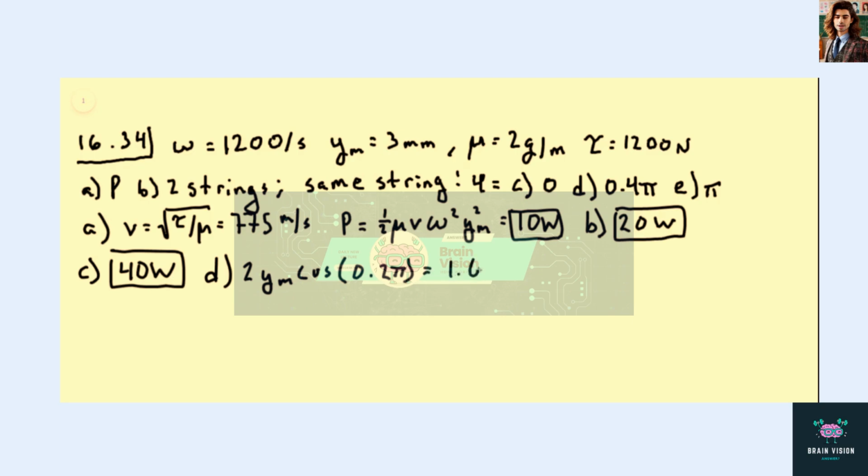And so the amplitude of the superposed wave in this case is 1.618 times the original amplitude. So if we square that, that's a factor of 2.618. So we multiply our original power by 2.618, and we get 26 watts.